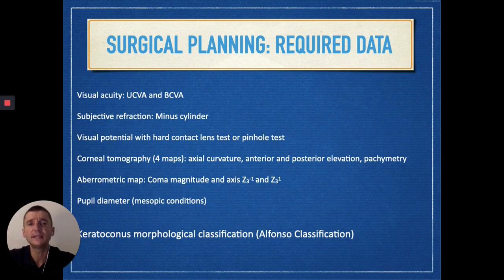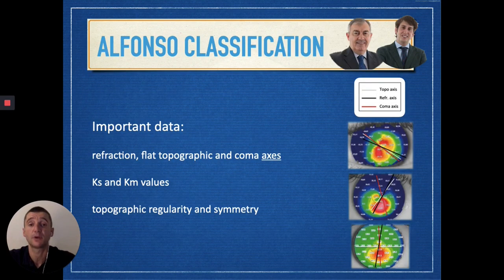But what do we need to start planning? Regular data that we're usually familiar with, like visual acuity, refraction, corneal tomography, the coma axis and the coma magnitude, and pupil diameter. And with all that information, we're going to perform a morphological classification that has been established by Professor Alfonso and Fernandez Vega.